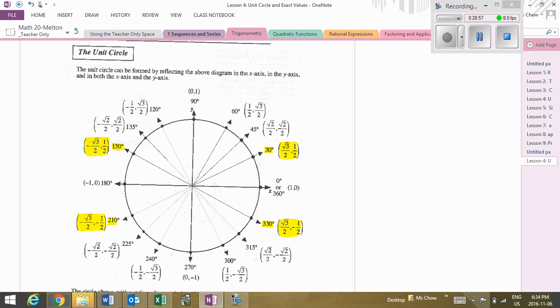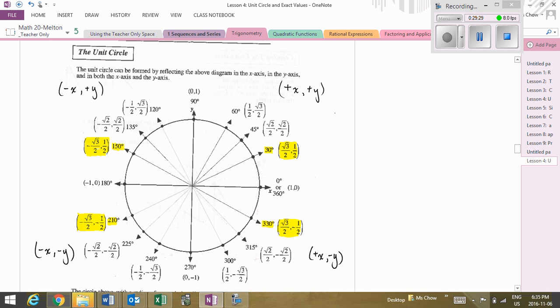How do we determine which are positive and which are negative? Well, we can do that in a few ways. One, we can recognize that in quadrant 1, we always have positive x, positive y. In quadrant 2, we always have negative x, positive y. In quadrant 3, we always have negative x, negative y. And in quadrant 4, we have positive x and negative y.